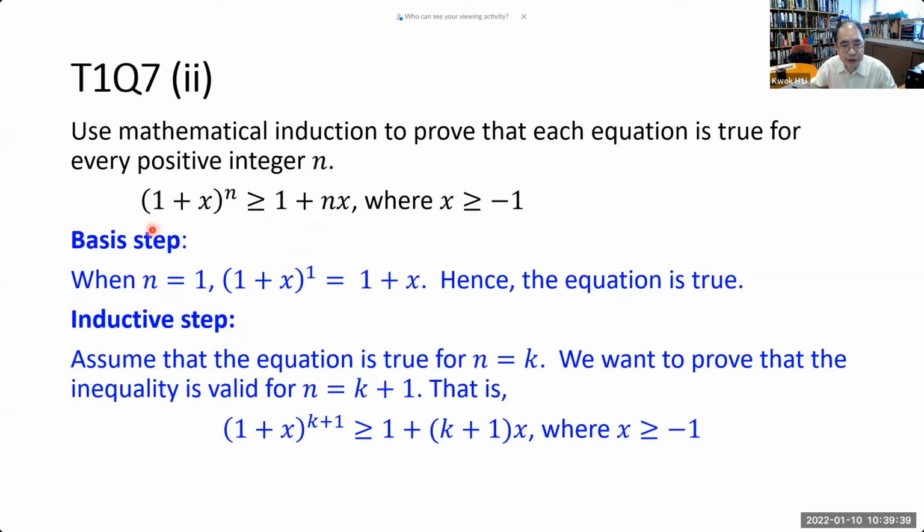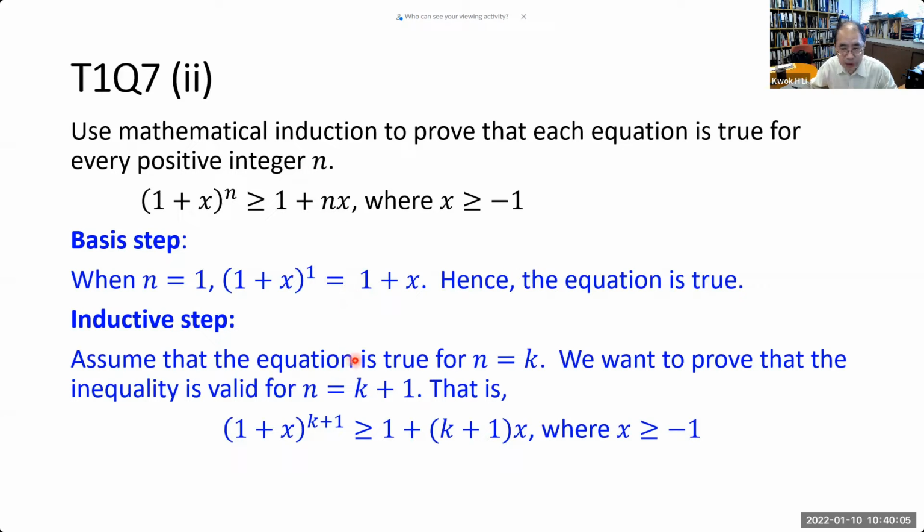So you look at the left-hand side is 1 plus x to the power 1. The right-hand side is 1 plus x. They are equal. So it's still true because this one is greater than or equal to that. If this is greater than, fine. If this one is equal, also fine. So this statement is true. The equation is true for the starting value of n.